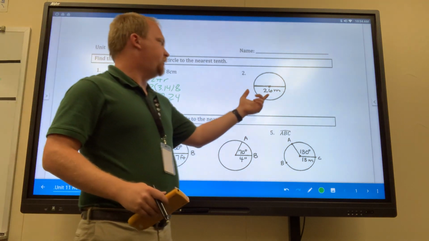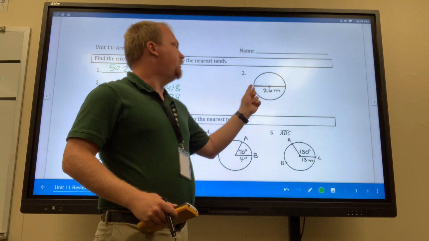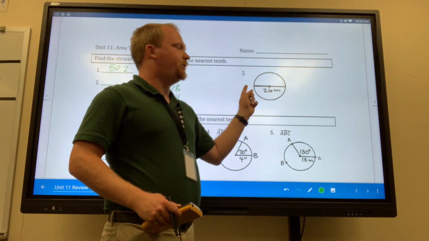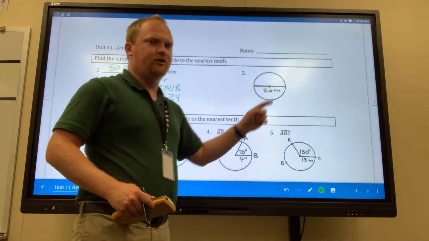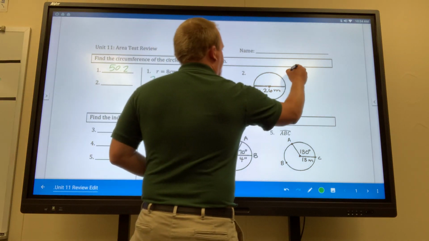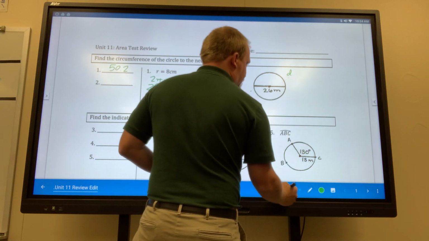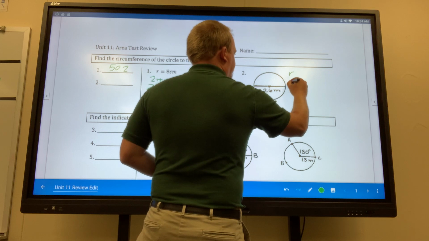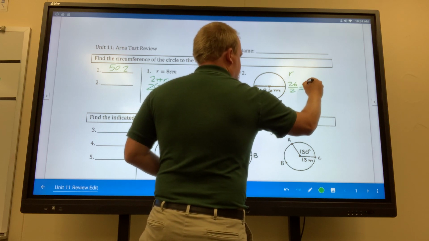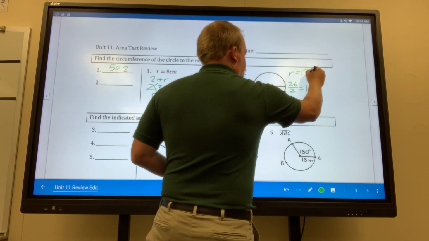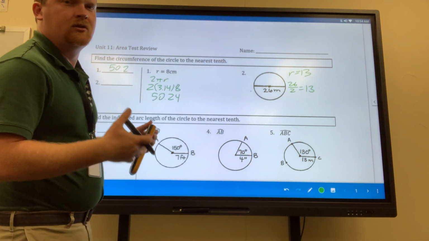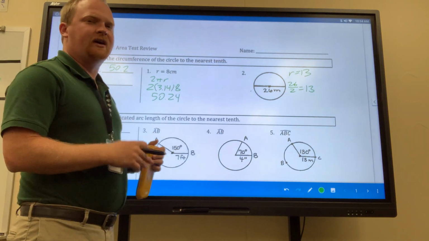Now, we do the same thing here, but notice that it's a diameter, okay? It's not a radius, it's a diameter. So we know that the radius is half of the diameter. So half of 26 is 13. So my radius is 13, and I can use that to be able to find circumference.